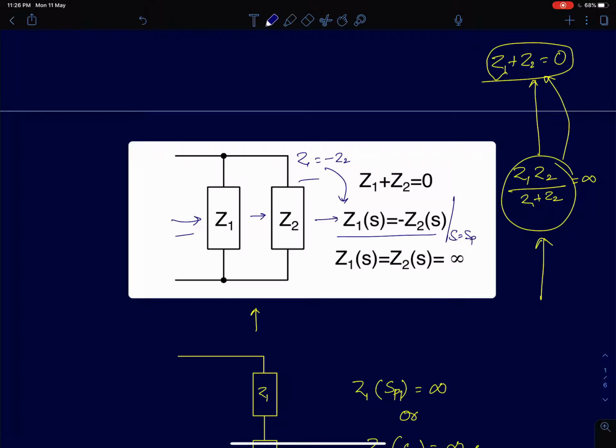Sometimes this condition Z1 equal to minus Z2, we can also rewrite as Y1 equals minus Y2, where Y1 and Y2 are admittances of the impedances Z1 and Z2. It's just Y1 is 1 by Z1 and Y2 is 1 by Z2. The other condition by which we can find the poles is by equating both the impedances to infinity. Both Z1 and Z2 should be simultaneously infinity at a single value of S. That can also give us the location of pole. So these are the two conditions. When you have two simple branches of impedances, then you can use this condition to find the poles of this impedance network.